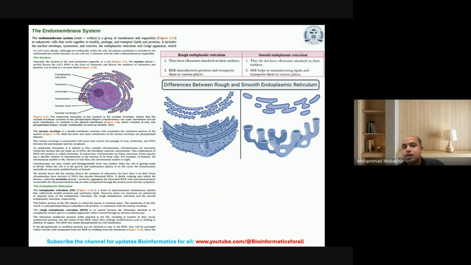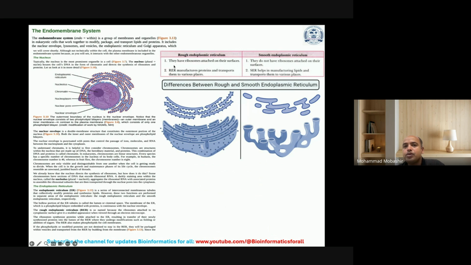Instead of reading the detailed text, you just need to see this figure, where you can see the dots, that is ribosomes, and the dot-free structure has no ribosomes present. So this is rough endoplasmic reticulum. This is smooth endoplasmic reticulum. Here, as a layman, you can just understand the function: here protein synthesis, here lipid synthesis.